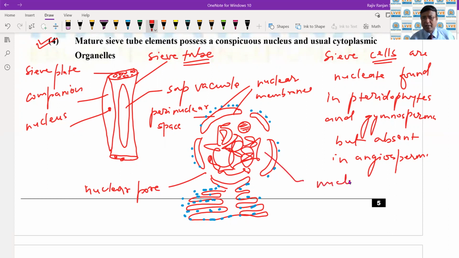There is a nucleoplasm, and it is the rough endoplasmic reticulum. It is the nucleolus, and it is a chromatin fiber.